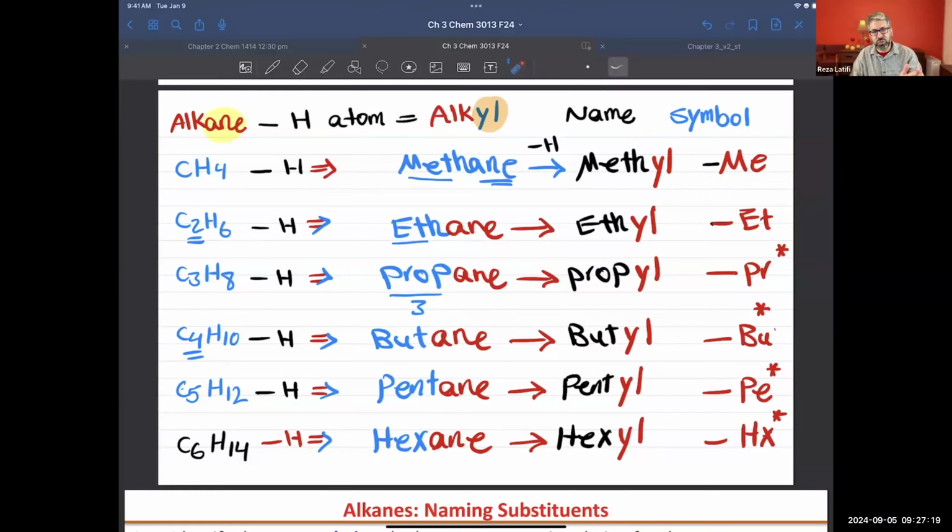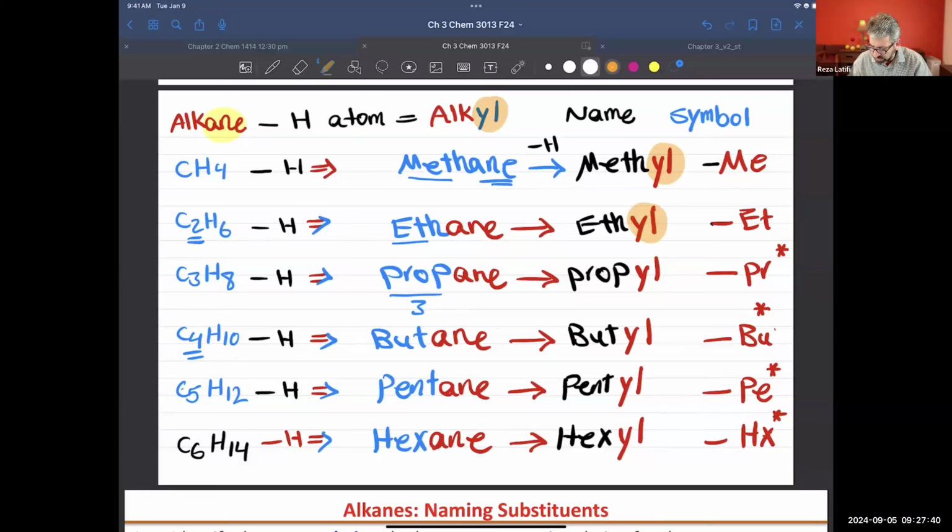Okay, so CH4 turned to CH3, and from methane, we call it methyl. So I'm going to highlight this. Okay, so I said I got YL, and the symbol for it will be ME. And from now, anytime we say ME or methyl, we're talking about CH3.